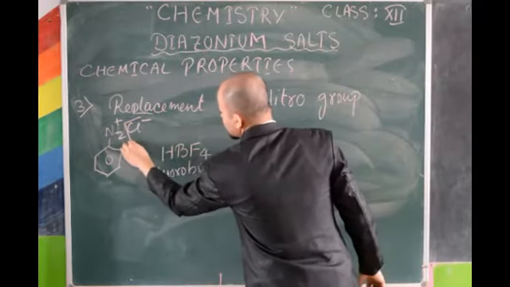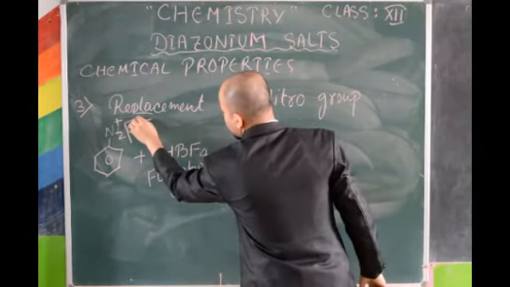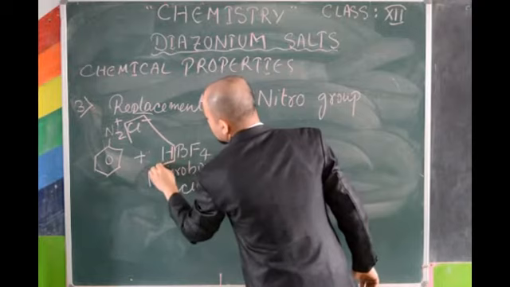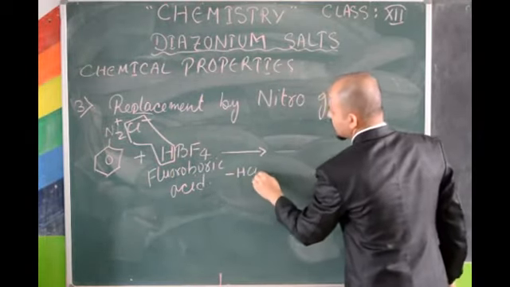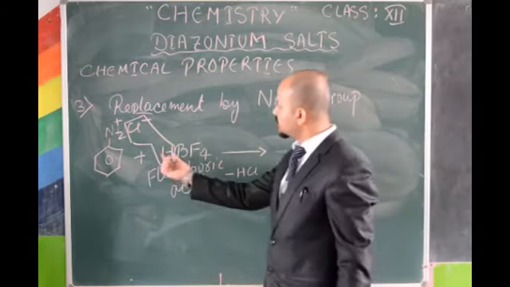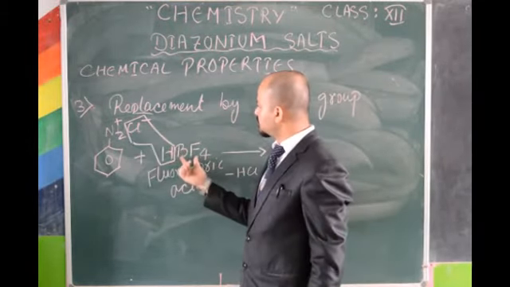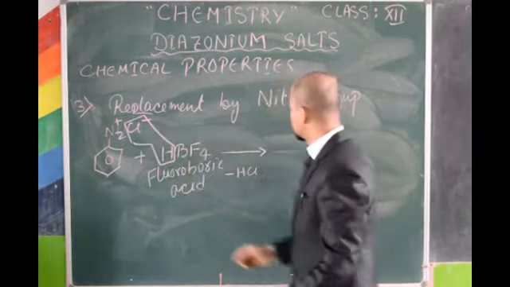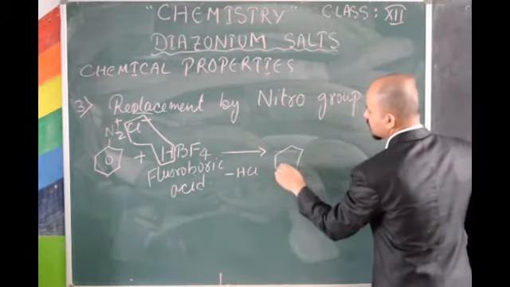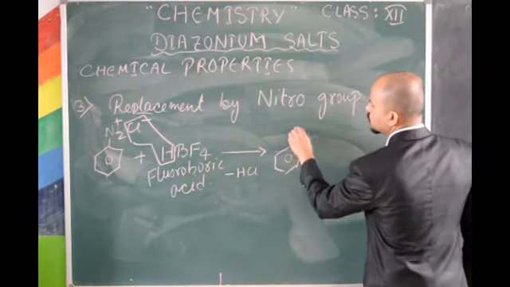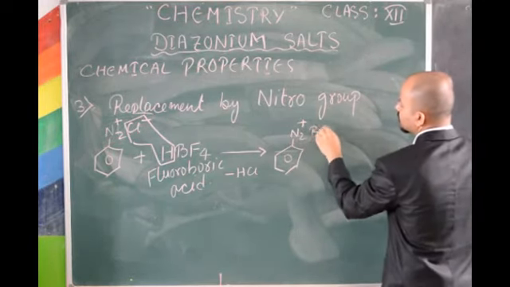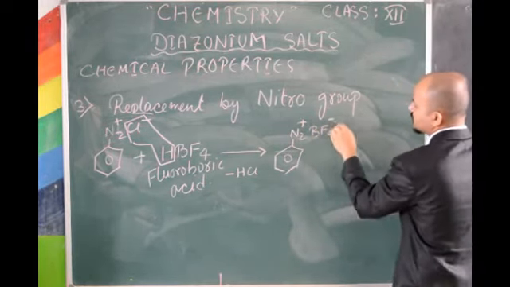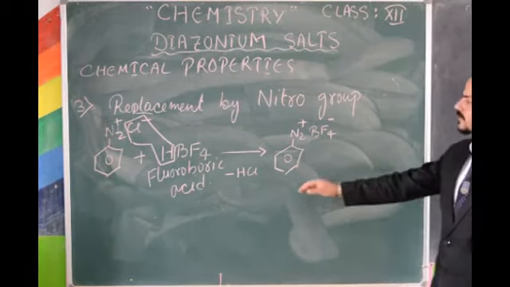This H and this Cl will go out as HCl, say minus HCl has eliminated. Now in place of this Cl, this BF4- will go in. Okay? So we have N2+ and BF4-. This is the intermediate compound.